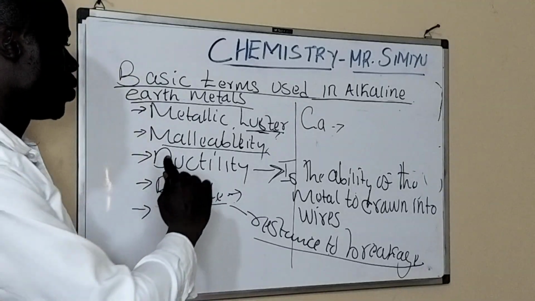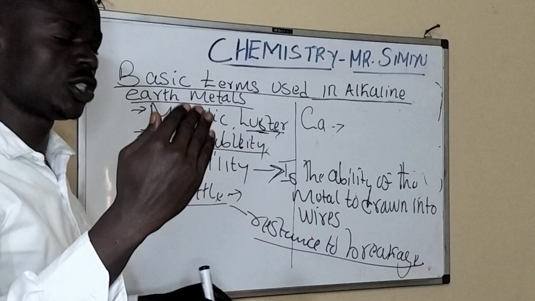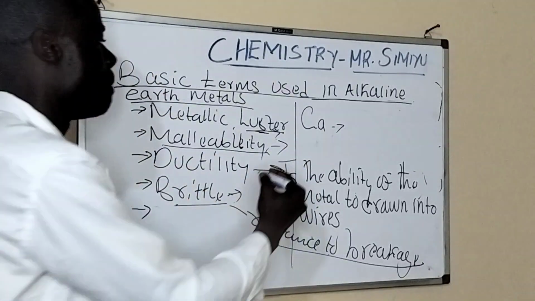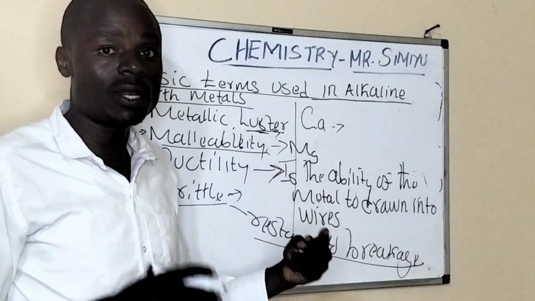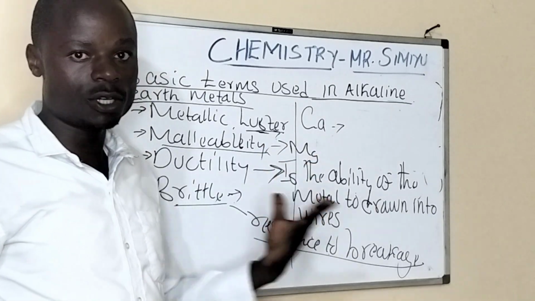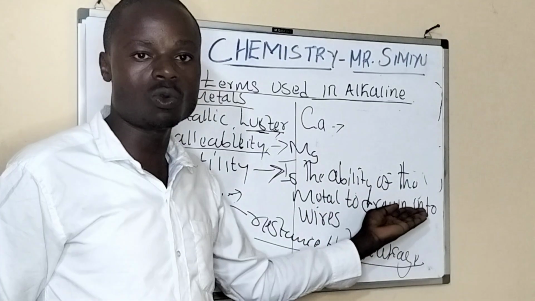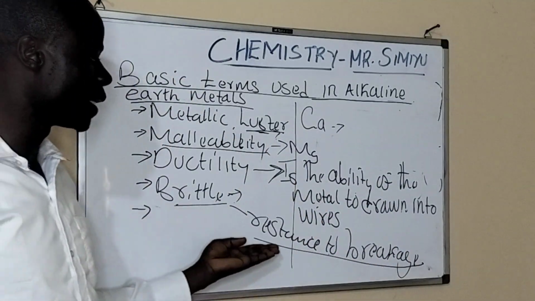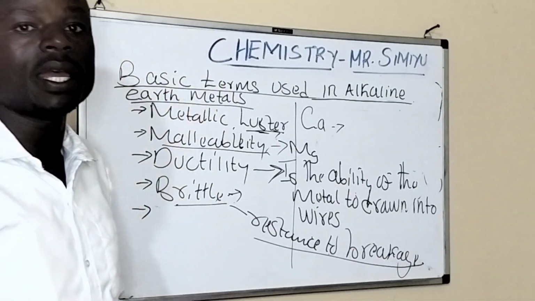We also said that malleability is the ability of those metals to be hammered into sheets. And we have said that majorly it is magnesium. Magnesium is the only metal being hammered into sheets, and its application is that it can manufacture iron sheets. Ductility is the ability of the metal to be drawn into wires, and it's only magnesium. It can form wires. Brittle, resistant to breakage, is only calcium, due to the arrangement of the particles.